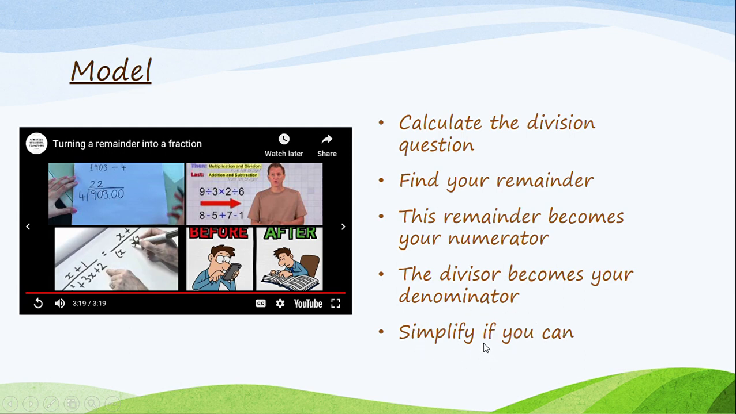For some of you, for example, if you get a fraction of a half as a remainder, you could also convert this to decimals, so you could convert it to 0.5.